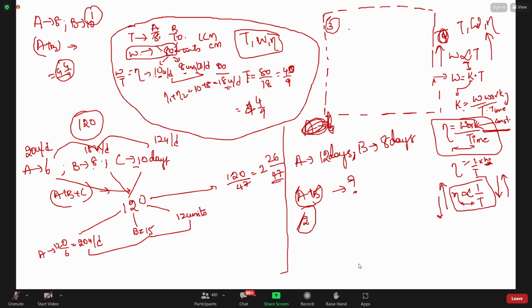So let's say A can complete a work in 15 days. B can complete the same work in 12 days. How long will it take if A plus B work together? Now, how long?